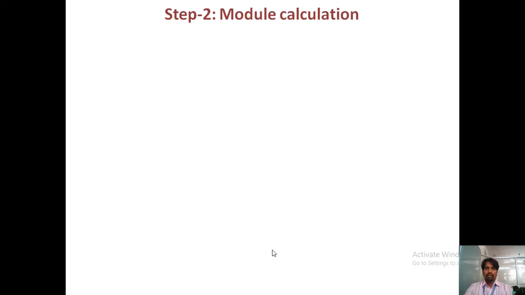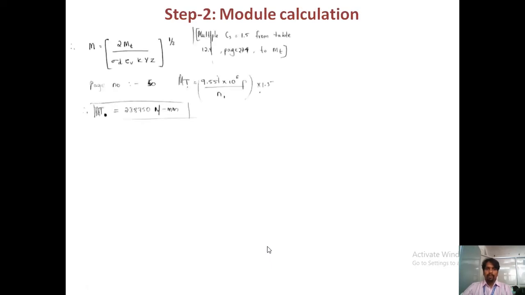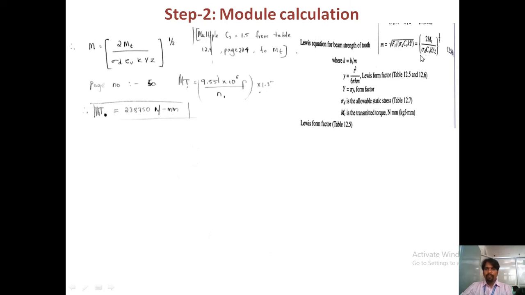Next, second step, we need to calculate the module. To calculate the module, this is the Lewis equation for beam strength of tooth. The module is given by 2 mt divided by sigma d Cv k capital Y into Z, all to the power of 1 by 3, which is equation number 12.5b. In this we need to calculate mt. To calculate mt, we know the equation, which is given by 9.55 into 10 to the power of 6 into P divided by n1. For this, we need to multiply with Cs.